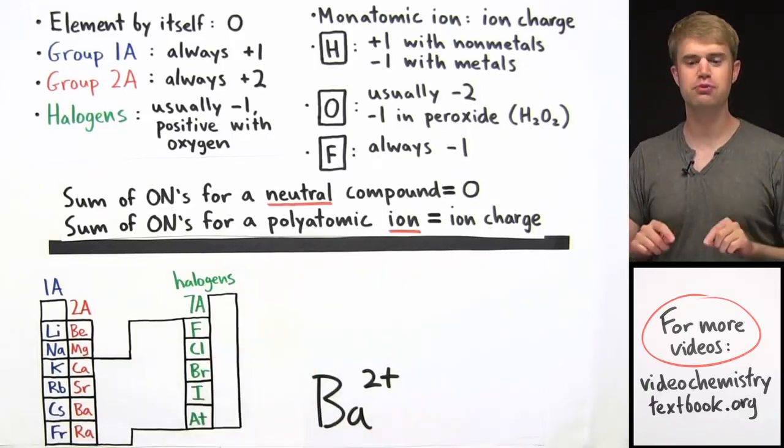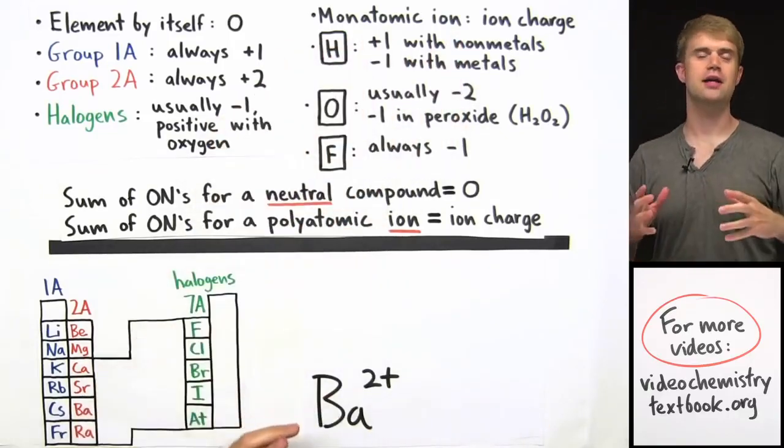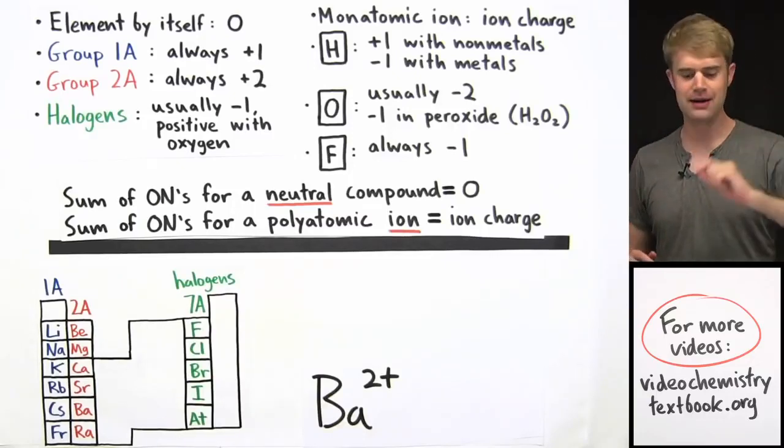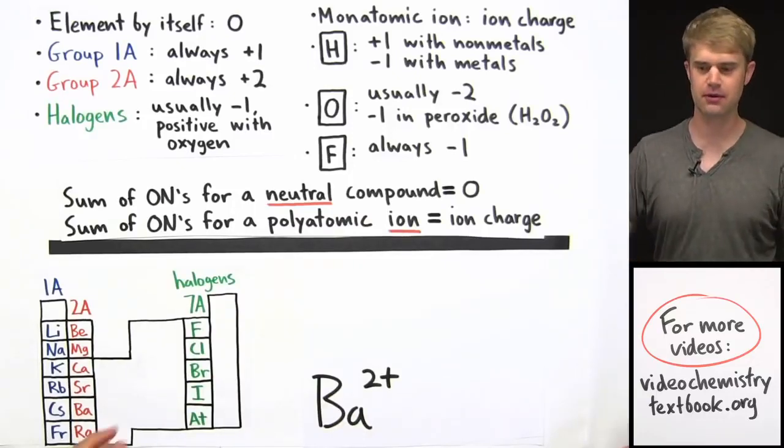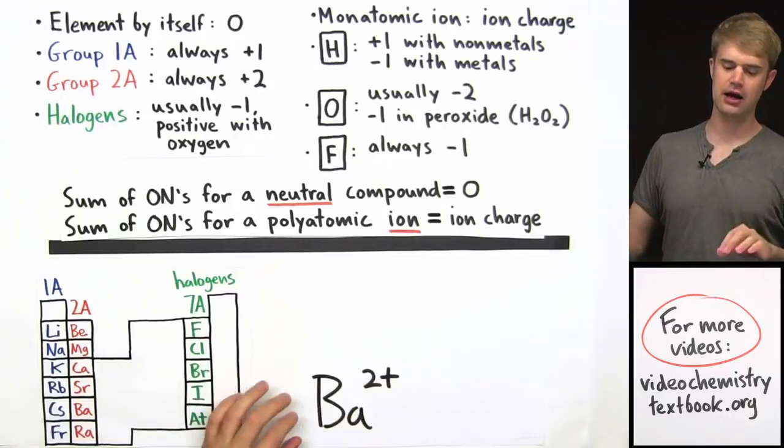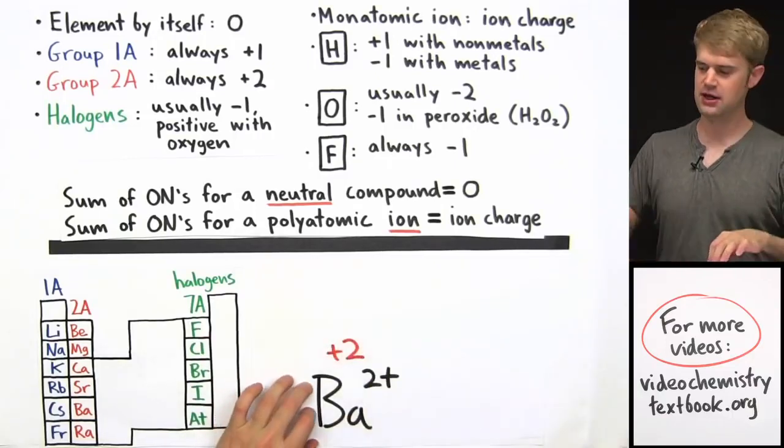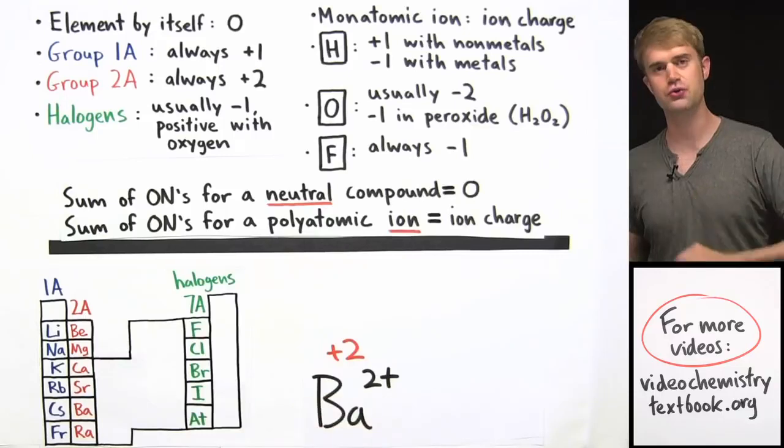Ba2+. Ba2+ here is a monatomic ion. It's an ion that's made of only one atom, which means that its oxidation number is the same as its ion charge. So Ba2+ has an oxidation number of +2.